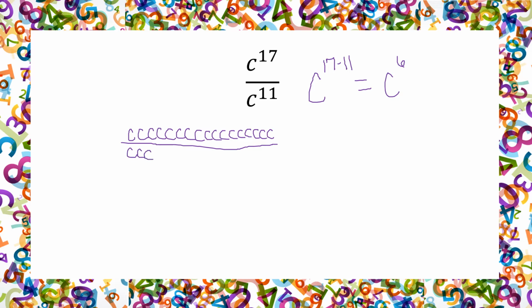And 1, 2, 3, 4, 5, 6, 7, 8, 9, 10, 11. So then these cancel out, leaving you with just c to the 6th, just like you had.